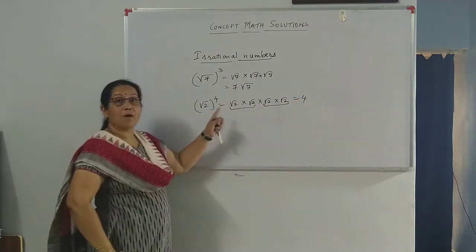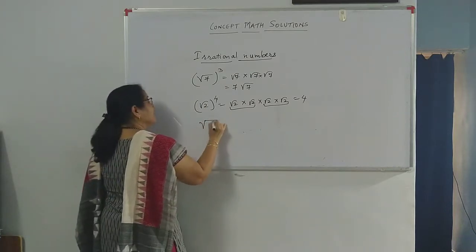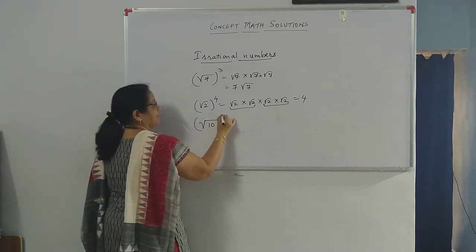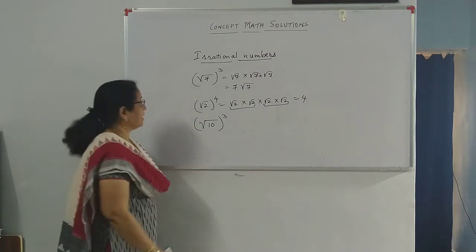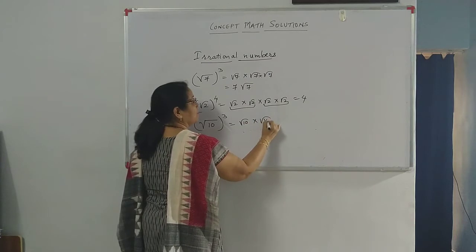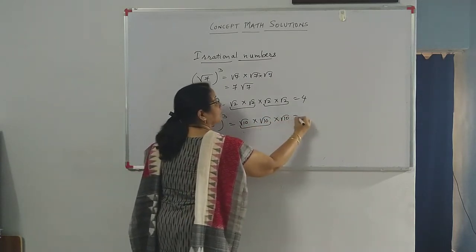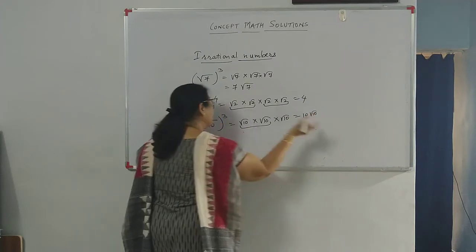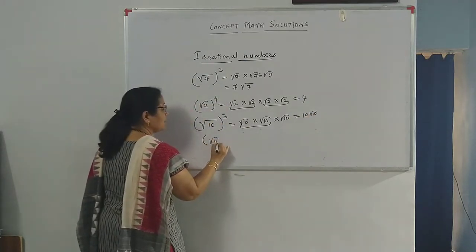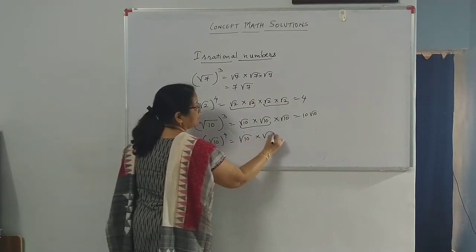So root 2 to the power 4 is 4. If I have, say, root 10 to the power 3, that is root 10 times root 10 times root 10. This is 10, and root 10 remains. But if I have root 10 to the power 4, that would be root 10 four times.